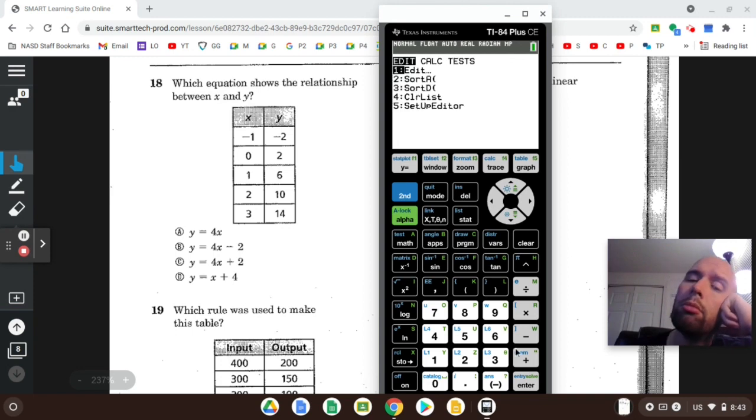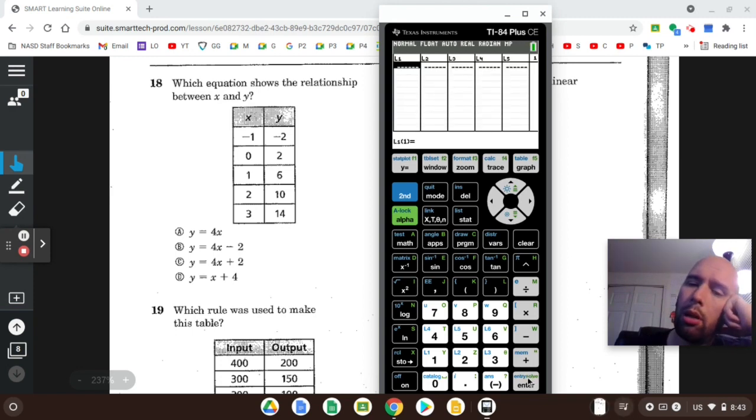Stat. Edit. -1, enter. 0, enter. 1, enter. 2, enter. 3, enter. -2, enter. 2, enter. 6, enter. 10, enter. 14, enter. Make sure everything is where it should be, and it is.